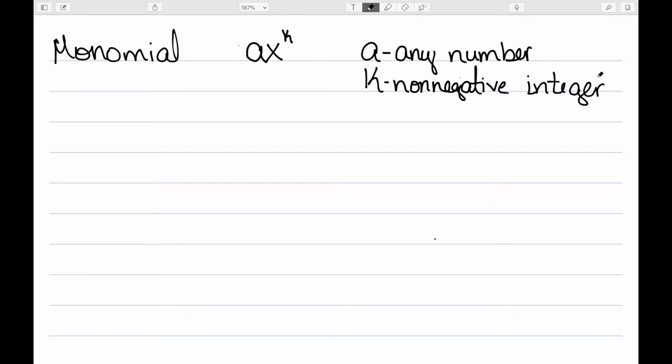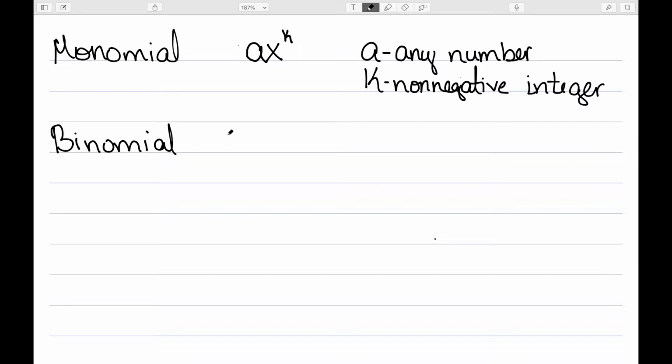We'll now start looking at polynomials. So the first question should be, what is a polynomial? And in order to determine that, we're going to start with a monomial. A monomial is anything of this form, a times x to the k. In this case, a can be any number, and k needs to be a non-negative integer, things like 0, 1, 2, 3, 4, etc.